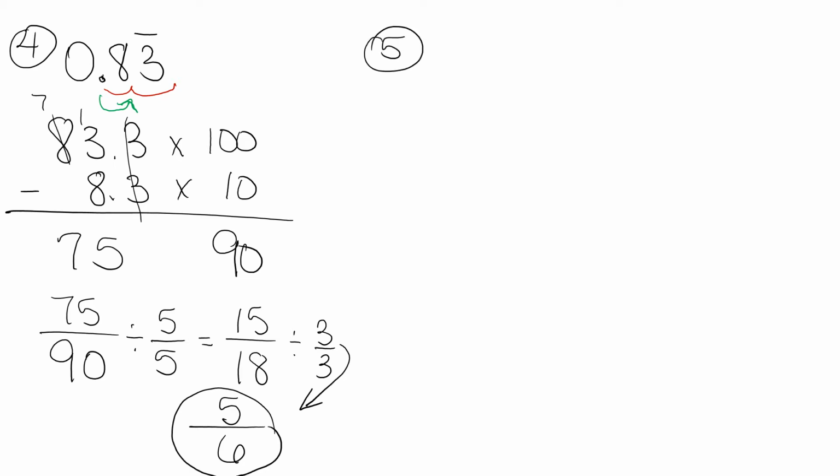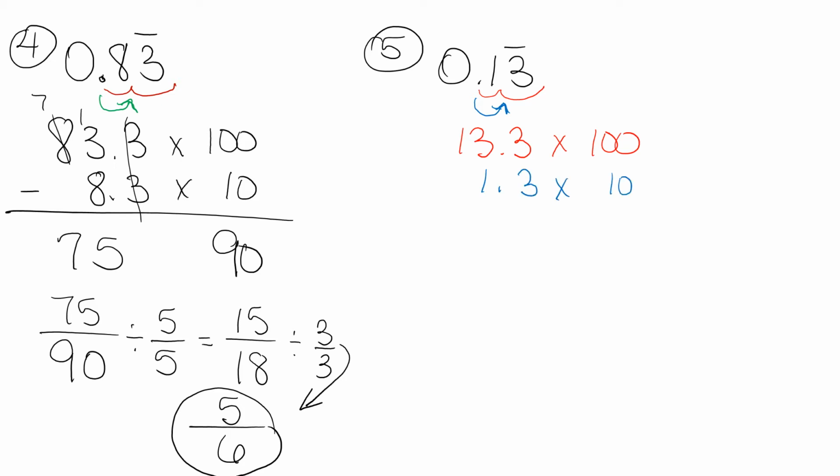Number 5, 0.13, repeating. Again, only the 3 is repeating, so we're going to have to take those extra steps. First, move that decimal to the end of the number, so that'll be 13.3 times, and since I moved it twice, it's going to be times 100. Then we're going to come back and move it just directly in front of that repeating number. So that's 1.3 times, I moved it 1 place, so that would be 10.